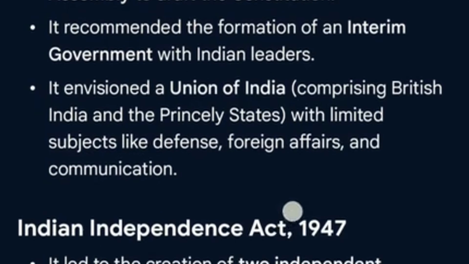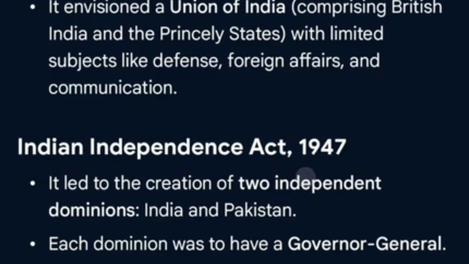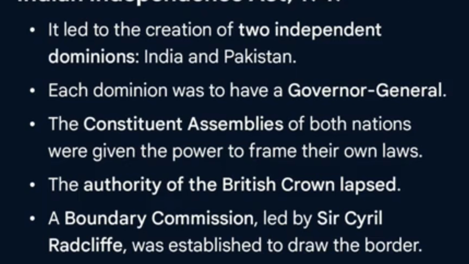Indian Independence Act 1947: It led to the creation of two independent dominions, India and Pakistan. Each dominion was to have a governor-general. The constituent assemblies of both nations were given the power to frame their own laws. The authority of the British Crown lapsed. A boundary commission, led by Sir Cyril Radcliffe, was established to draw the border.